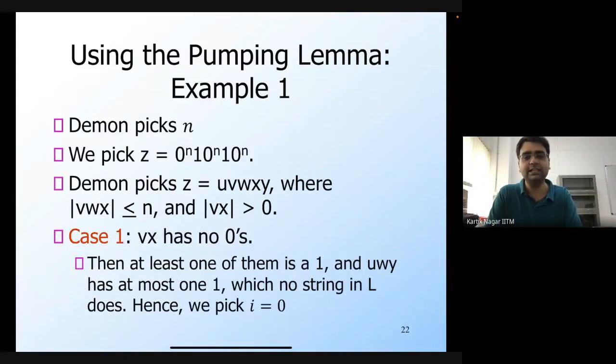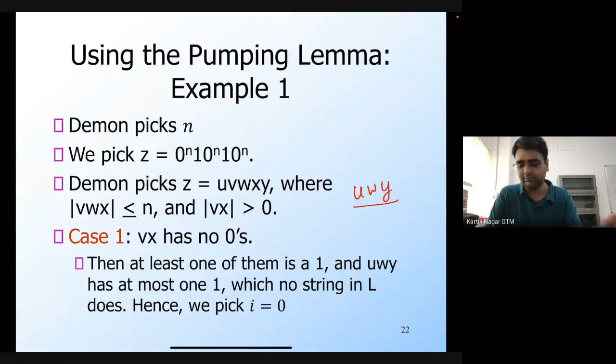Let's first consider the case where this vx has no zeros. It is possible that the daemon has picked u, v, w, x, and y such that vx has no zeros. But in that case, my life is very simple. If vx has no zeros, then since the length of vx is greater than 0, there must be at least one 1 in this vx.